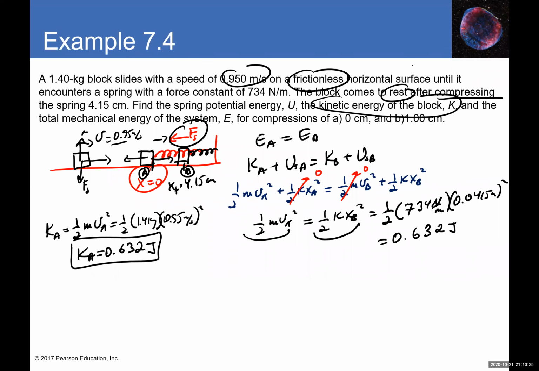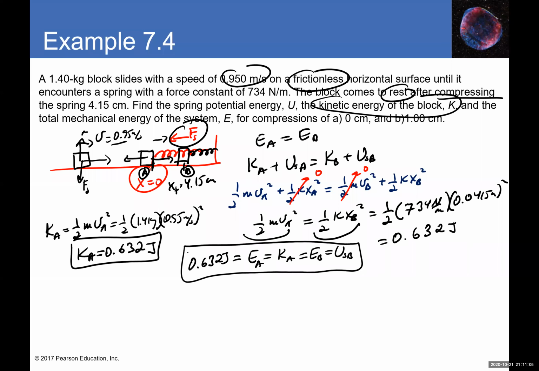All right. Now, what is the total mechanical energy of the system? Well, mechanical energy of the system at point A is just kinetic energy, but it's also equal to point B, which is just gravity and spring potential energy. But all of them are pretty much equal to 0.632 joules. That means that's my total energy, because I have two points, and at each point my energy is either pure kinetic or pure potential. That means total energy is 0.632 joules.